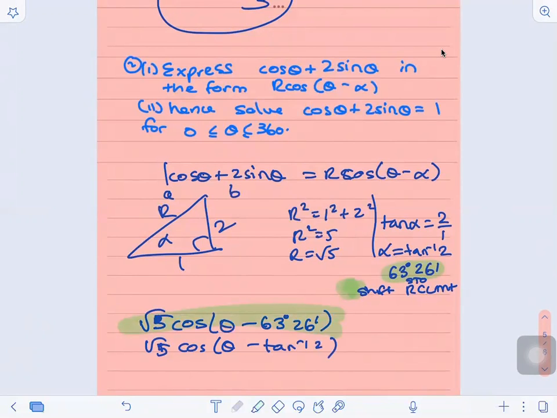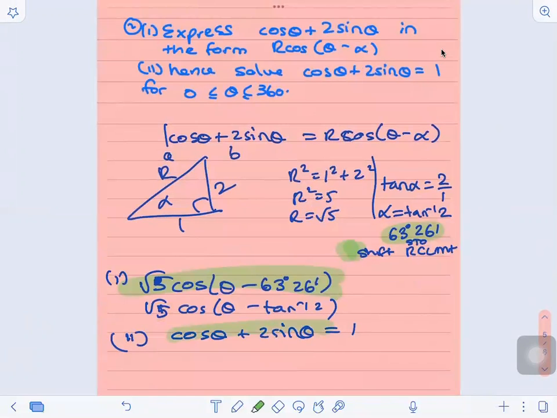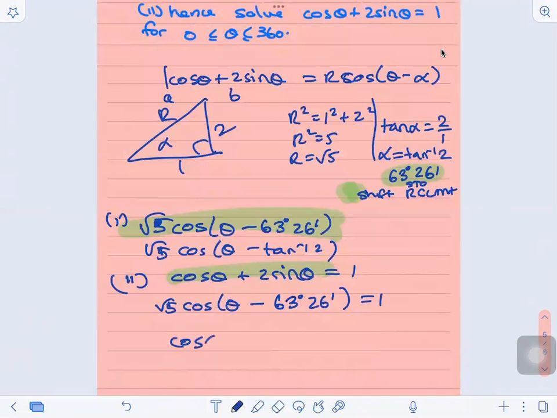Okay, but there's your solution to the first part. The second part, hence solve this. So it's cos theta plus 2 sine theta equals 1. So in place of this here, you're going to put the above, root 5 cos(theta minus 63 degrees 26 minutes) equals 1. So cos(theta minus 63 degrees 26 minutes) equals 1 on root 5. Just remember this 63 degrees 26 minutes, exactly that would be shift tan the minus 1 of 2.